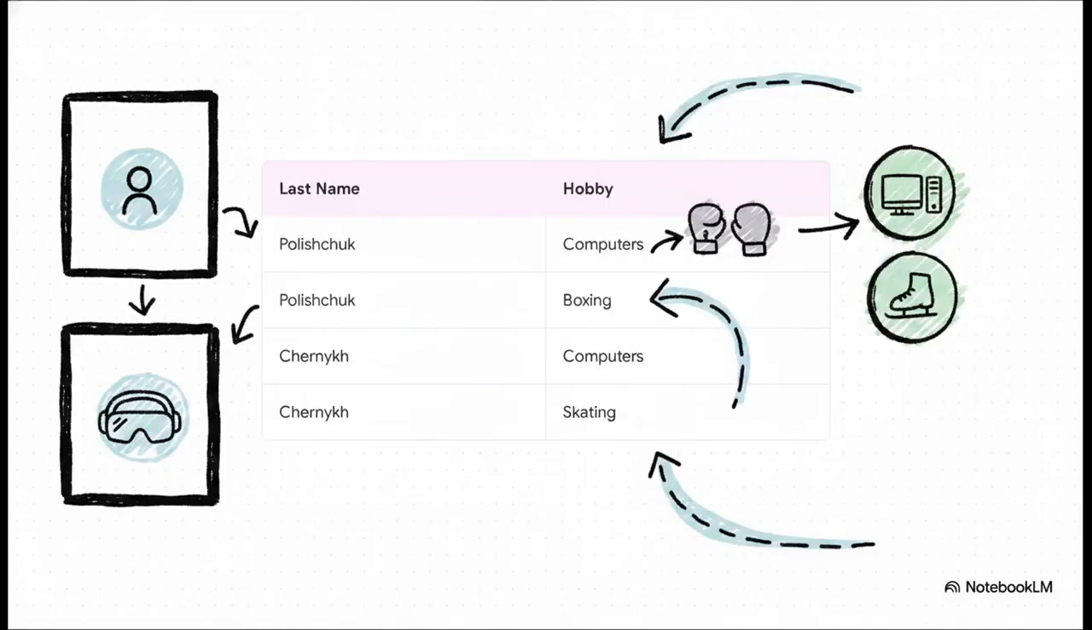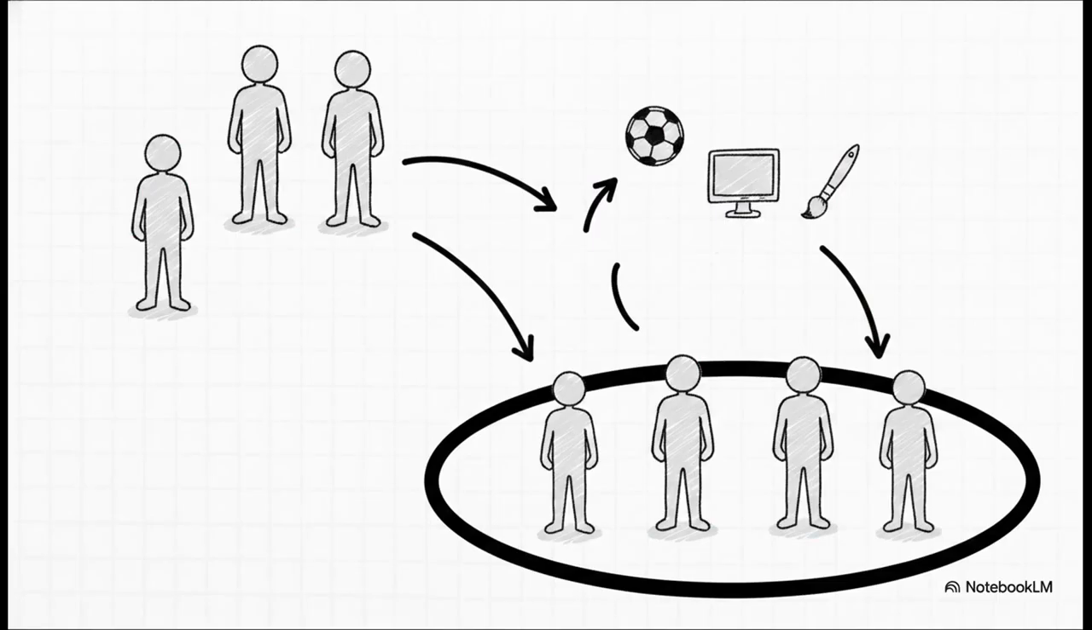Our source text actually gives us a really great practical example of this in action. By querying the system to connect a student table with a hobbies table, we instantly get this unified view. We can see right away that Polish Shook likes computers and boxing, while Cherniak is into computers and skating. The database seamlessly joins all this data across the multiple tables we set up earlier, returning exactly what we asked for. But hold on, what if we want to pull a list that includes students who haven't listed any hobbies at all? A standard inner join would actually filter them out completely because it only shows records that have a perfect match in both tables.